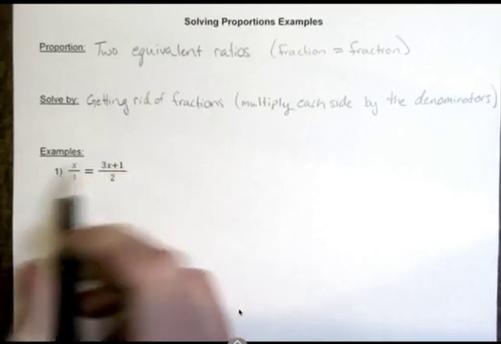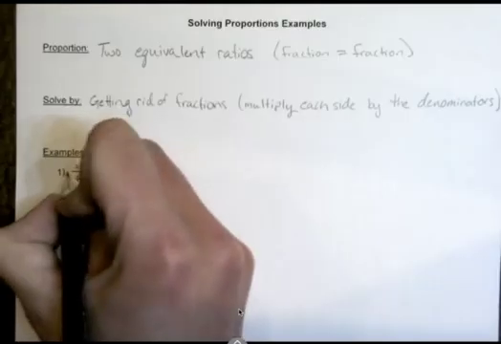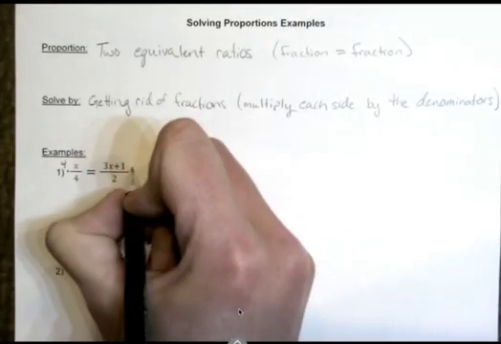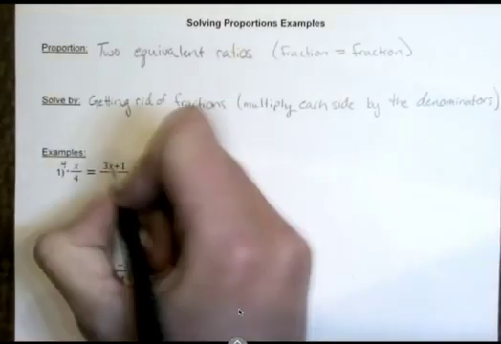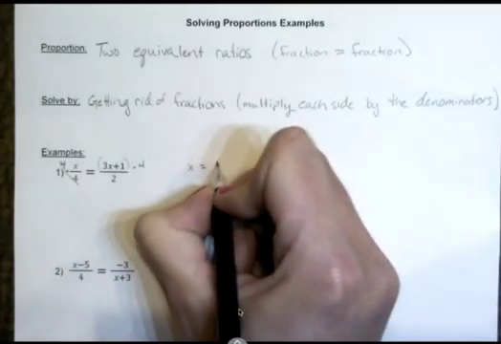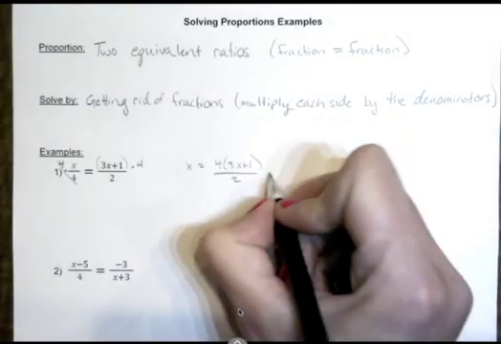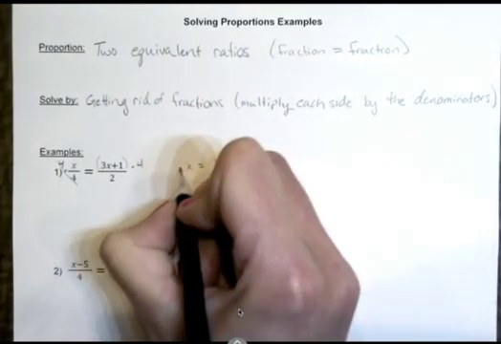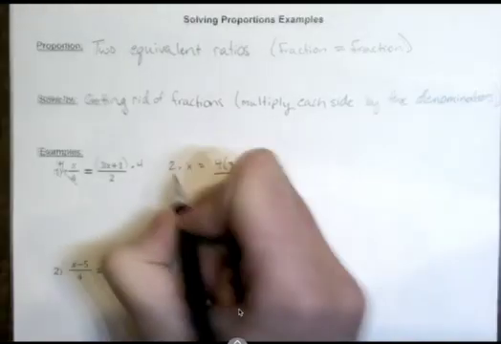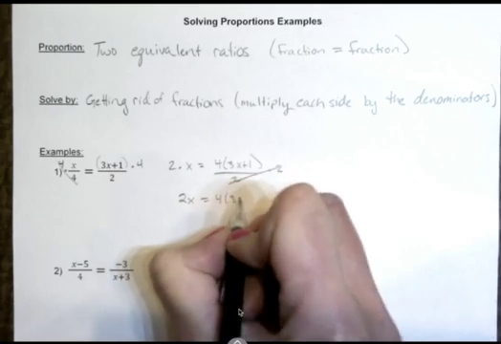If I look at this first example, if I just wanted to get rid of that dividing by 4, I would multiply both sides by 4. So I'm multiplying this whole thing by 4. Right now, here's what I've got: x equals 4 times (3x plus 1) over 2. Now how I would get rid of the 2 is I would multiply by 2, to undo the division. So what ends up happening is I get 2x equals 4 times (3x plus 1).